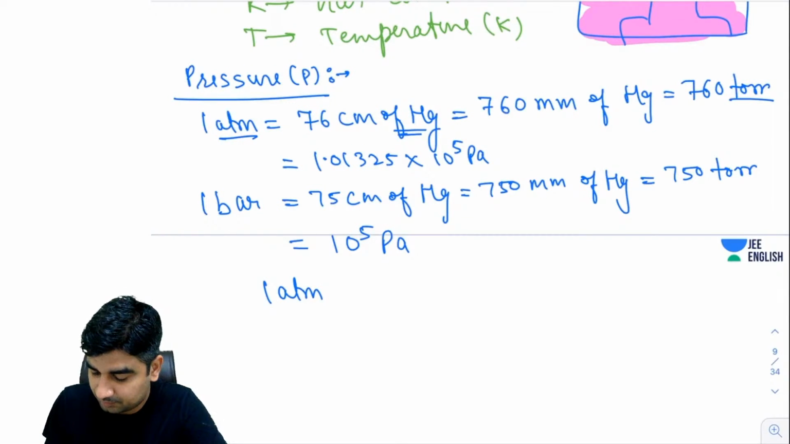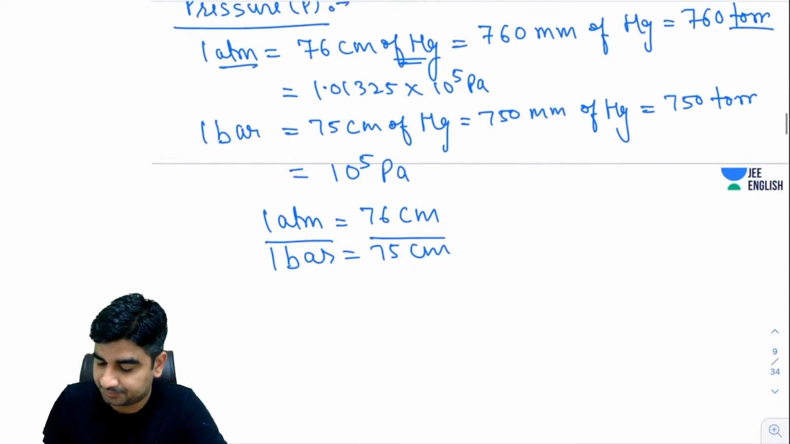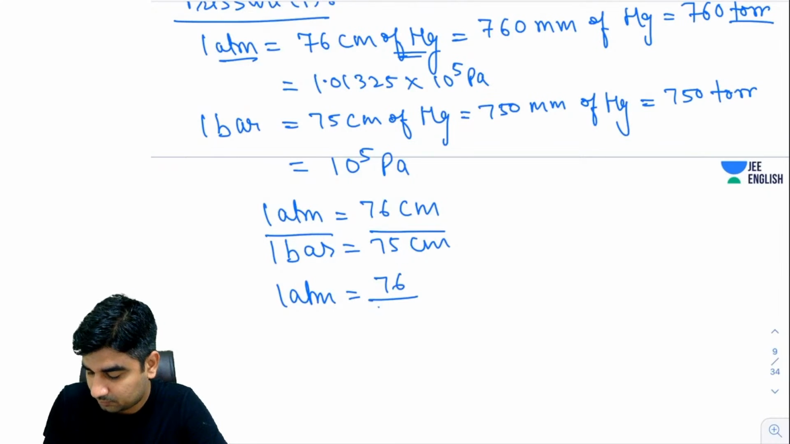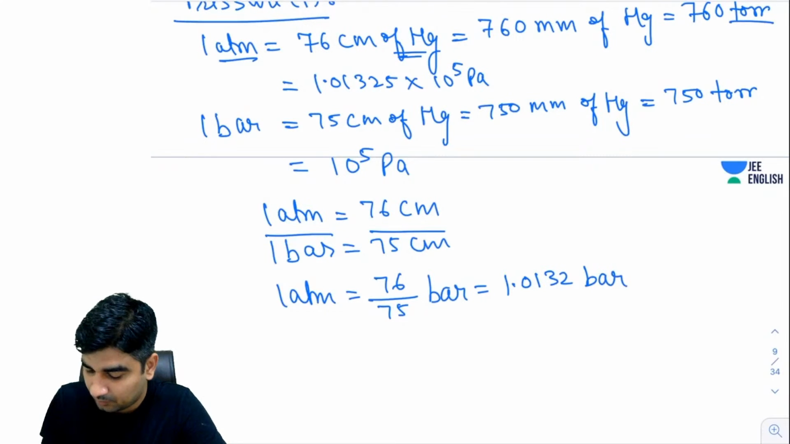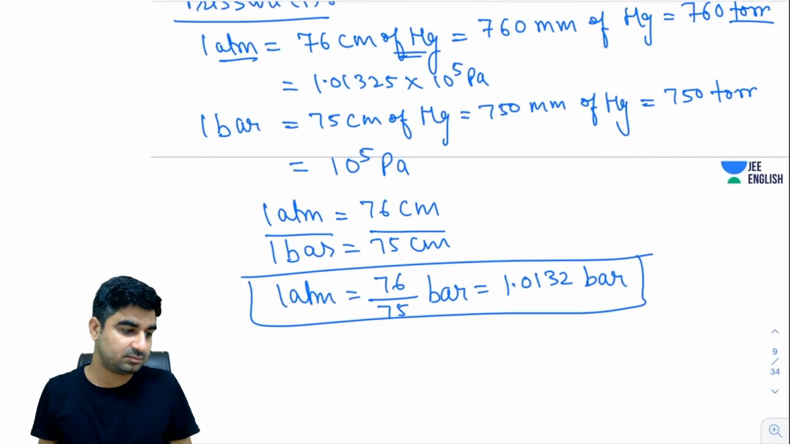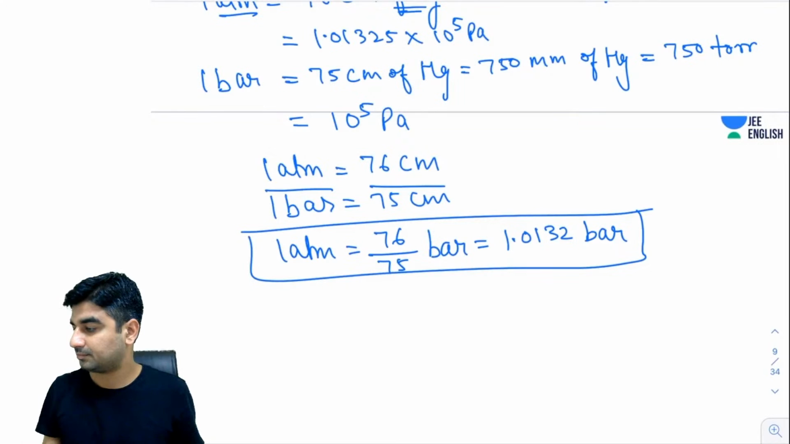1 atm is equal to 1 bar is equal to, now divide it. So I will get 1 atm is equal to 1.0132 bar. So atm is basically a bigger unit. So I hope you got it.